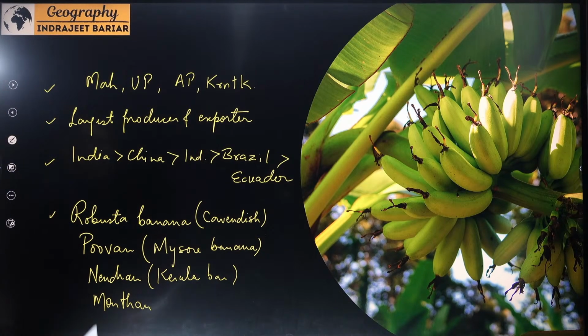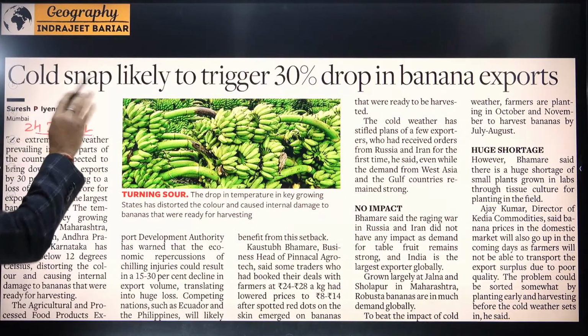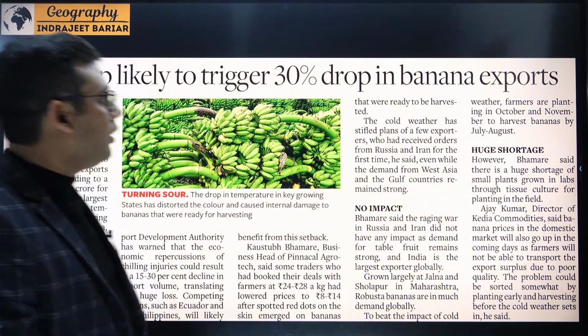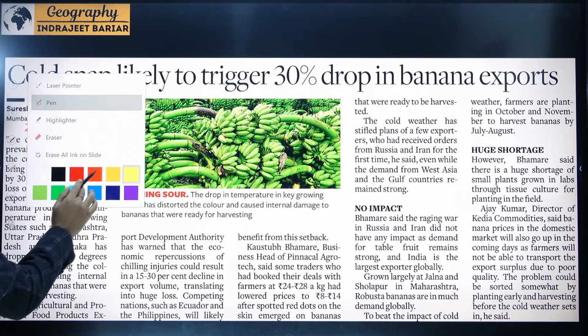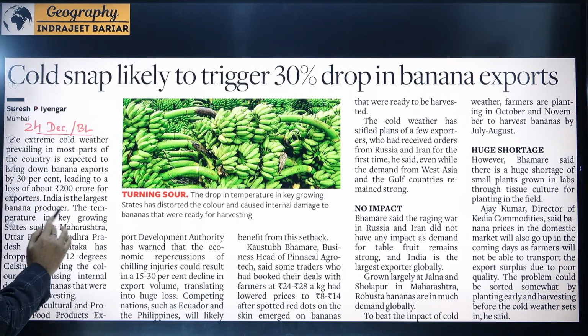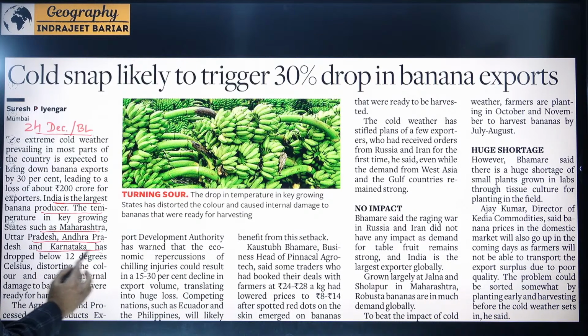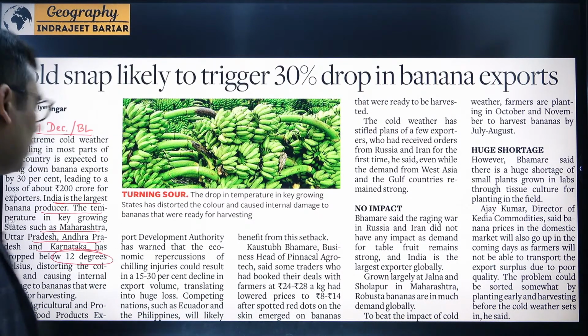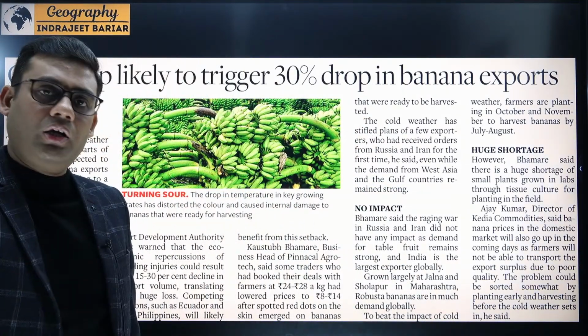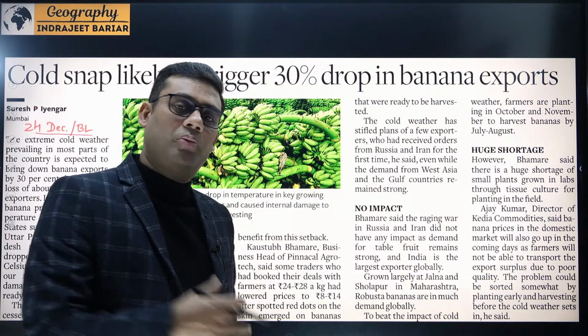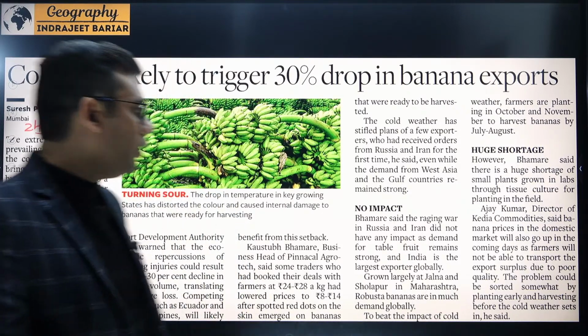So this is with respect to the news that we had, that is cold snap likely to trigger 30% drop in banana exports. Here again, you can see majorly the facts: India is the largest banana producer, Maharashtra, UP, Andhra, Karnataka. And here it is written that temperature dropped below 12 degrees Celsius. What did I tell you? The temperature threshold to identify is 14 degrees Celsius. That's the threshold. Of course, the optimum temperature is 26 degrees Celsius to 30 degrees Celsius.